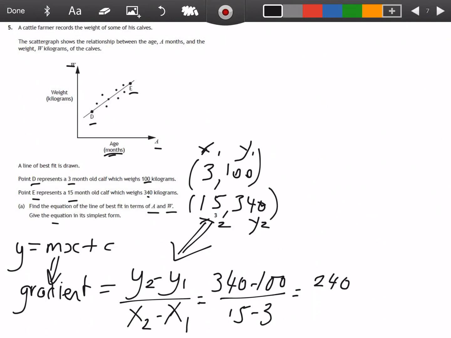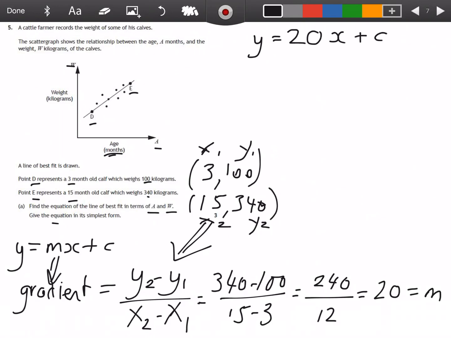240 over 12. Those numbers are pretty straightforward to deal with. Remember, it's non-calculator. I know that 24 divided by 12 is 2, so it's 20. That is our gradient. That's our m value for our equation of a line. Okay, so I'm just going to come up here. The equation of a line, remember, is y equals mx plus c. We know that m is 20, so it's y equals 20x plus c.